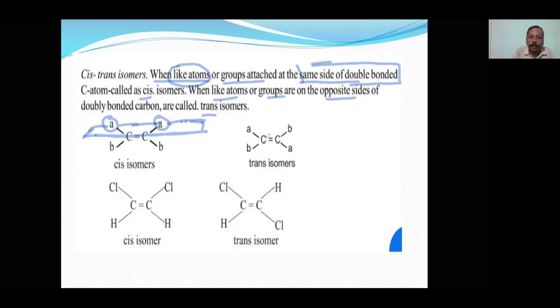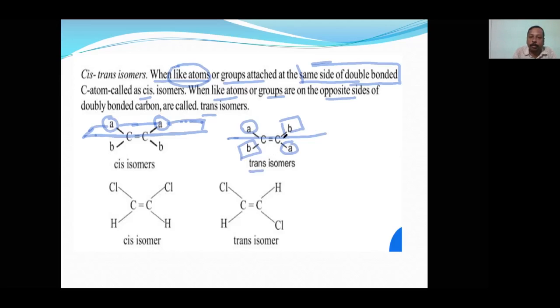Same way here, if you see, this is the double bond plane. One A is on the top, one A is at the bottom. One B is on the top, one B is at the bottom. Okay, so these are called trans. So geometrical isomerism, I think it is clear now.